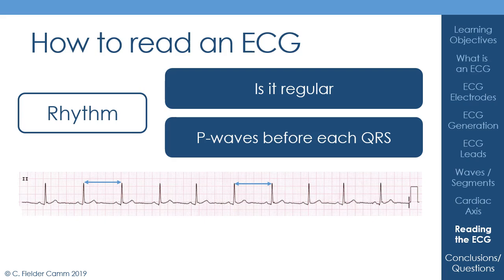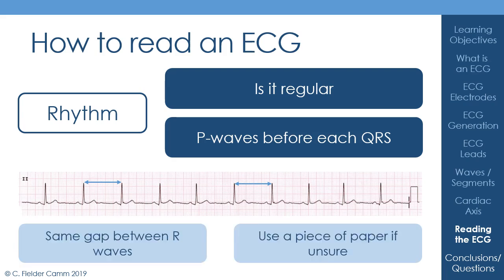So we can see here that the gaps, these arrows are the same, so the gaps between R waves is the same. And we can see as well that there are P waves before each QRS complex. And the same gap between these R waves, and actually, although I can do it here on my presentation with arrows, often the easiest thing to do in a clinical setting is to get a piece of paper, mark the R waves between a couple of complexes, and then move them along to see if they're the same. And that can be particularly useful if the heart rate is quite high.